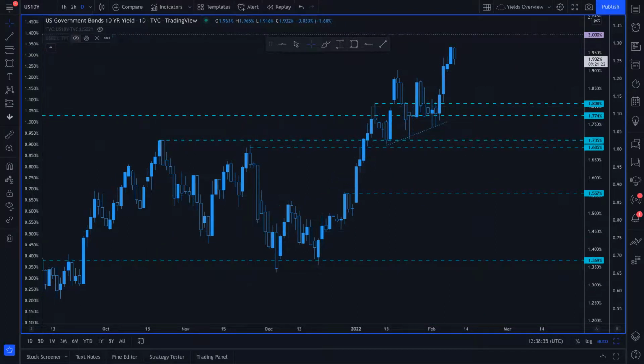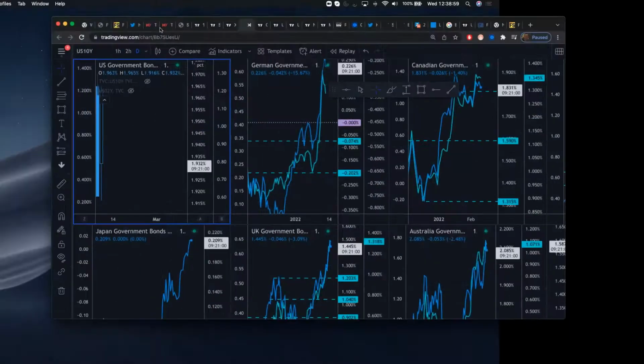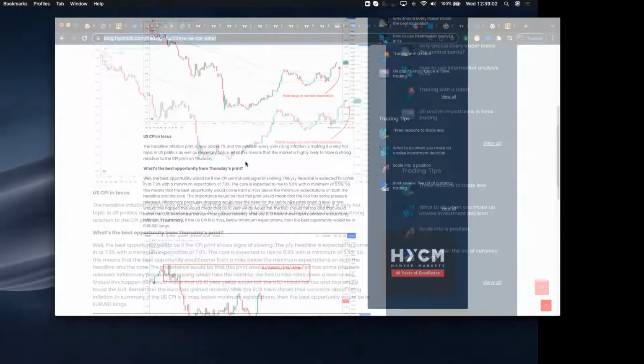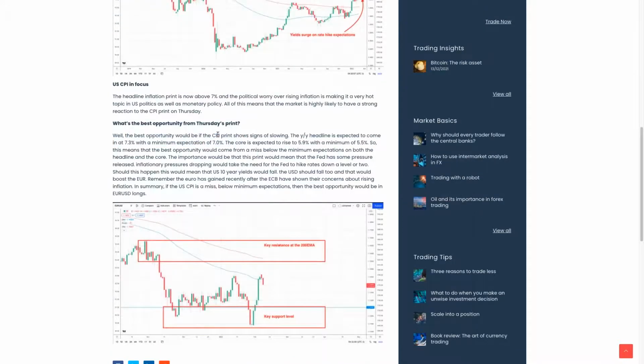The 10-year yield, which I have on the chart as the candlestick pattern, is more like growth expectations. Now remember, growth and inflation expectations are now expected to drop lower. So we are expecting these 10-year yields to eventually capitulate lower. Now, what would push them lower? A miss in inflation. That's why we're going to really focus in on inflation. It's a big event because it could be pivotal for the market. Now, the best opportunity would be if the CPI print shows signs of slowing.